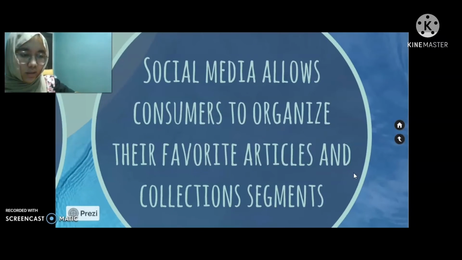And lastly, social media such as Facebook, Pinterest, and Instagram allow consumers to organize their favorite articles and collection segments to share with others around the world. Therefore, society and groups of people or communities can be linked together to share their point of view and ideas. This gives personal expression in purchases and causes others to reflect on their purchase decision.